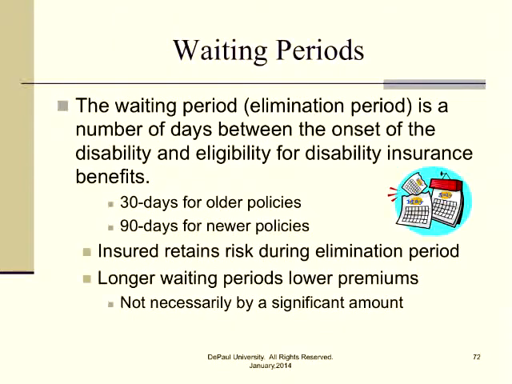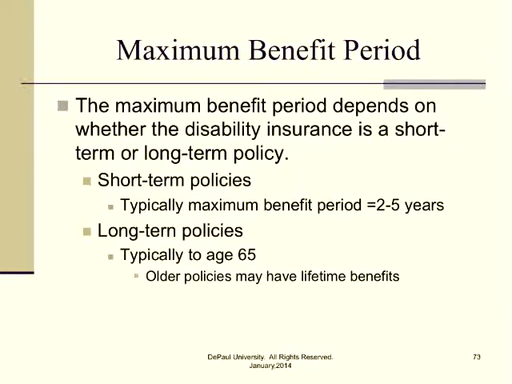I've already discussed the waiting period. Typically, most plans are going to have a 90-day elimination period. Some of the older plans might have a 30-day. A lot of times I will talk to people about maybe a 60-day elimination period. The maximum benefit period, I'm typically asked what this should be. And I will tell you, I don't know the answer.